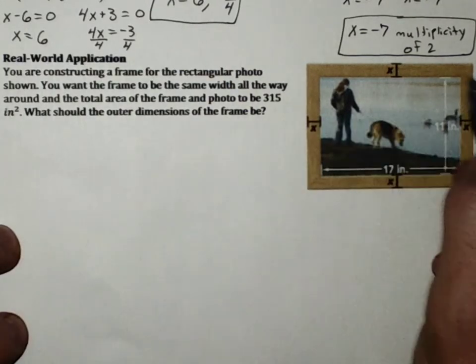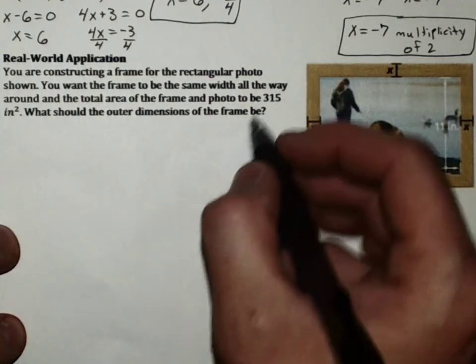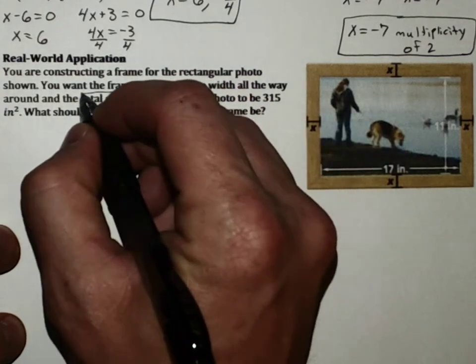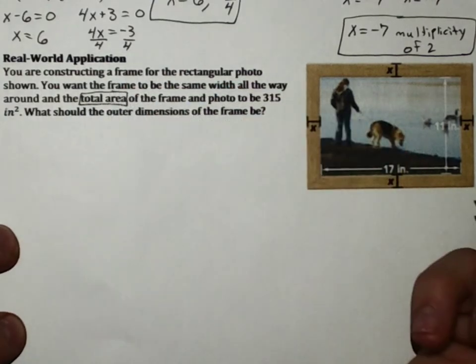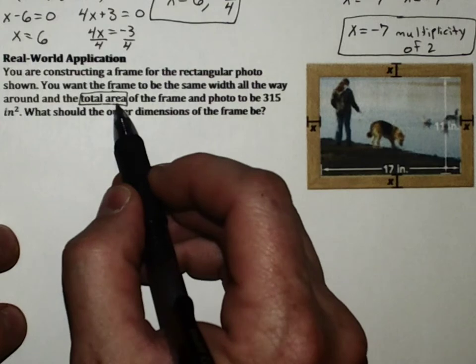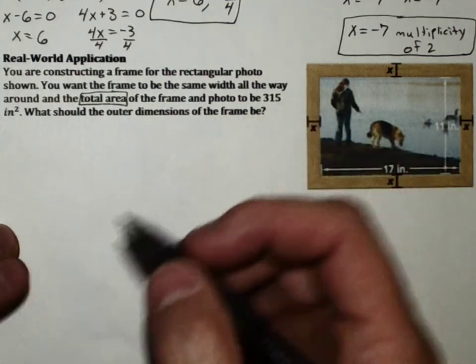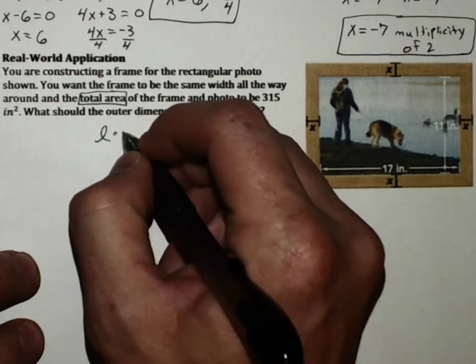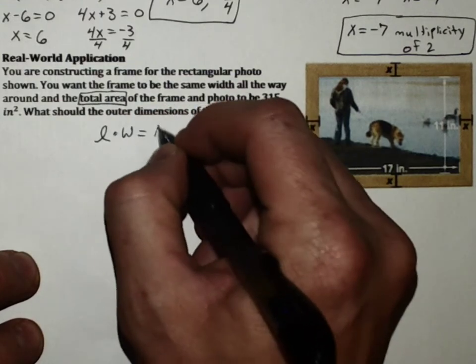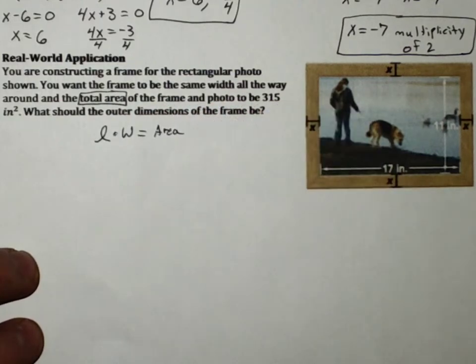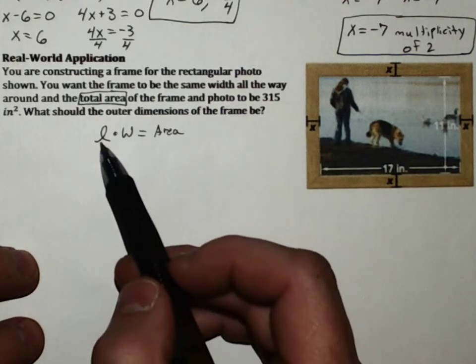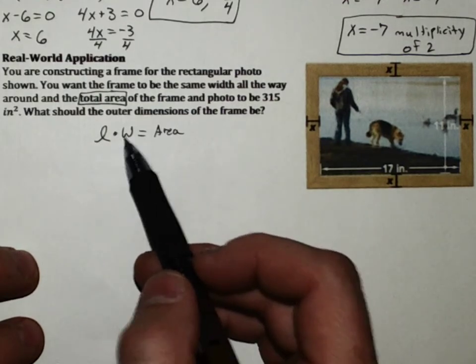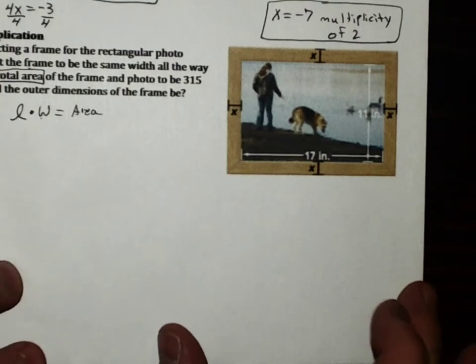We should understand with a rectangle, we are given the total area. You should be thinking in your head, how do I find the area of a rectangle? Well, the area of a rectangle is the length times the width. That's the area. So now I should be thinking, how do I find a length? How do I find a width? So let's look at our image.